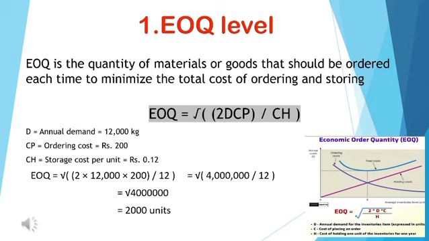The formula is shown below. A means demand for the year, CP means cost to place a single order, CH means cost of holding one unit of inventory for a year.